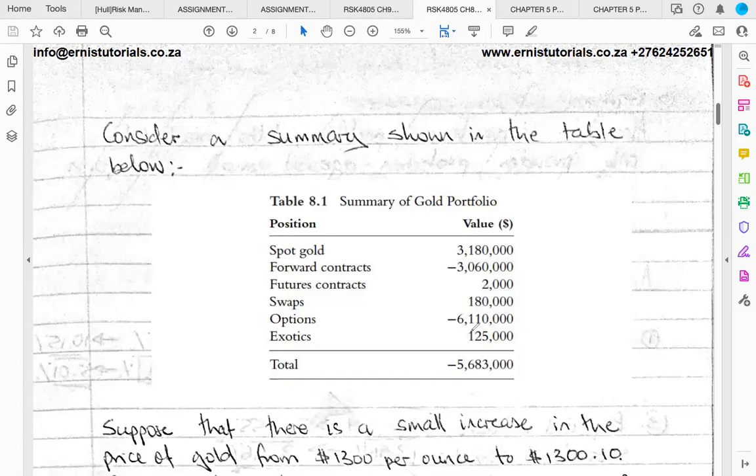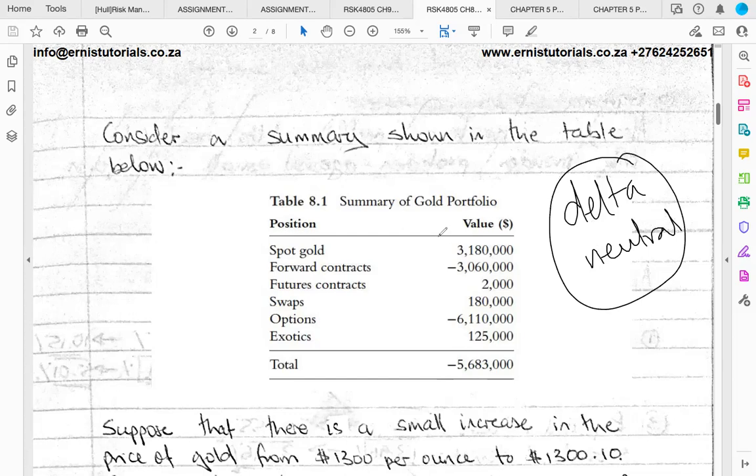So we can add all of these values up and then we can see that you actually have a negative value of -5,683,000 on your gold portfolio, right? So this is the current value of your gold portfolio in total. If we look at your total position here, you have a negative value in your gold portfolio, right? So the concept behind delta neutrality, right?